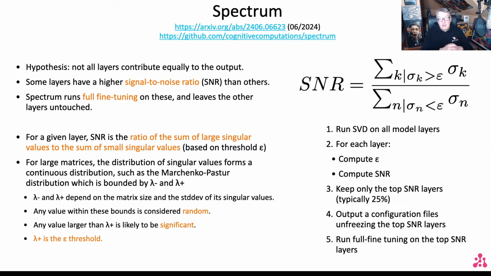And then Spectrum will output a config file, a YAML file, with the list of those layers, and that list of layers is what we're going to use in our training script. So when we run the fine-tuning job, we will start by freezing all the model layers, and we will unfreeze the top signal to noise ratio layers. And we'll run full fine-tuning as usual, but only on those top signal to noise ratio layers.